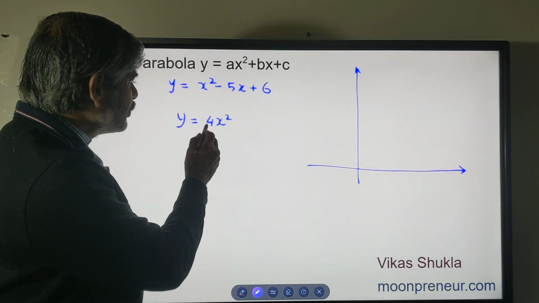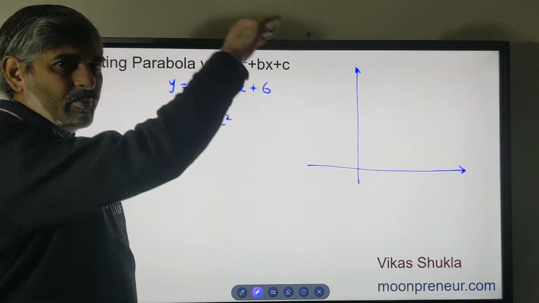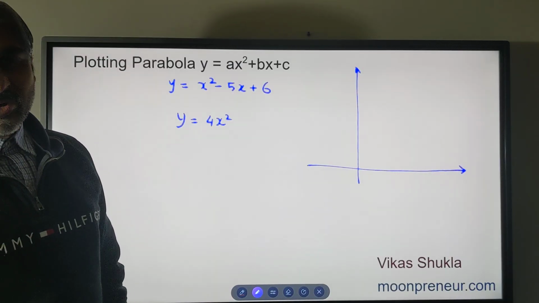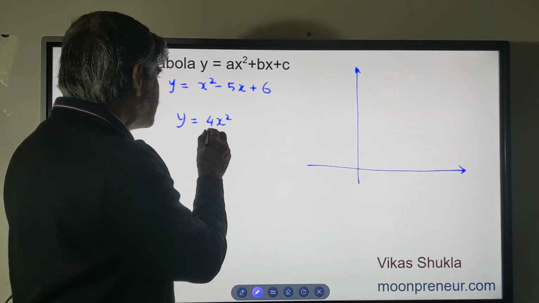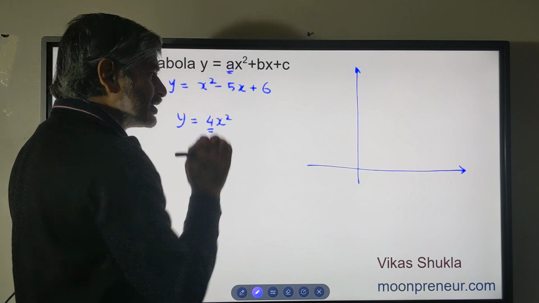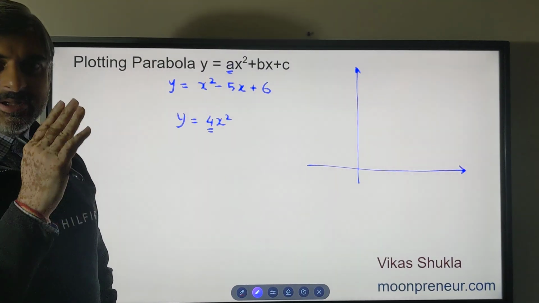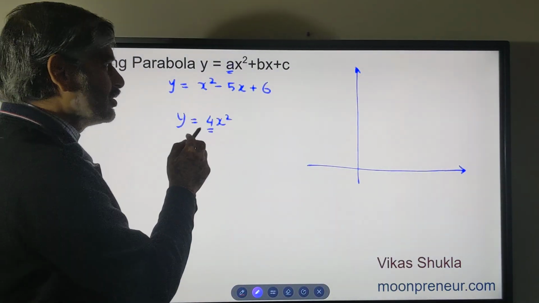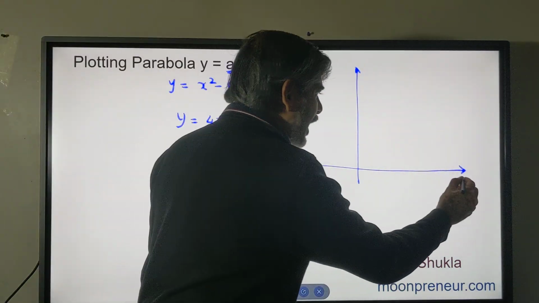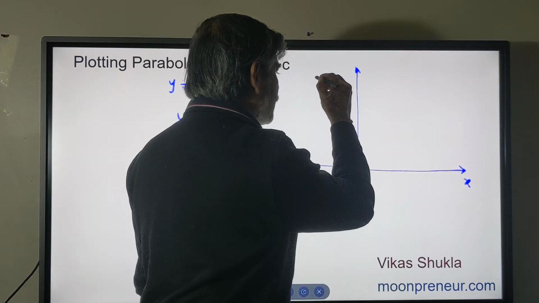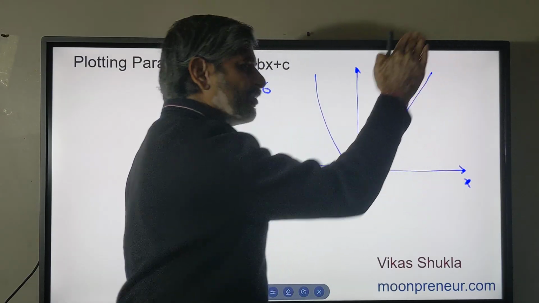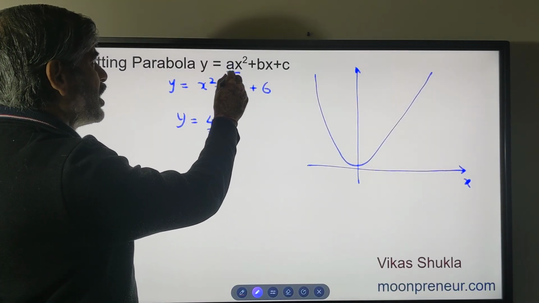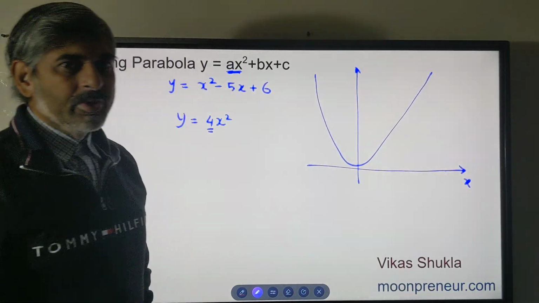Now if 4 is positive, the parabola is upwards. If 4 is negative, the parabola is downwards. The reason for this is the sign of A will tell if the parabola is upward. For a very large value of x, if A is positive, the parabola is always going to be positive. Or even for a very large negative value, this is the dominant term, so it will always be positive.